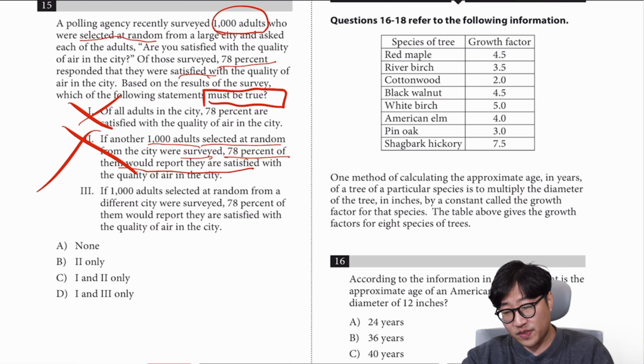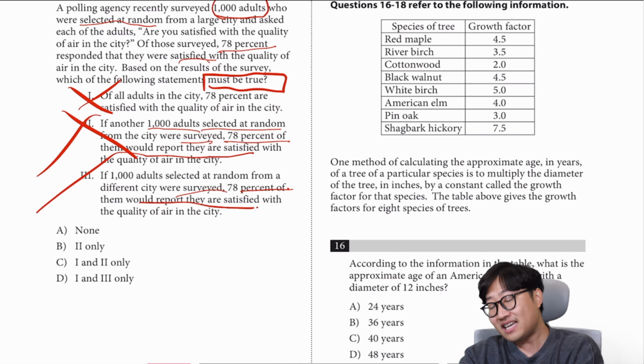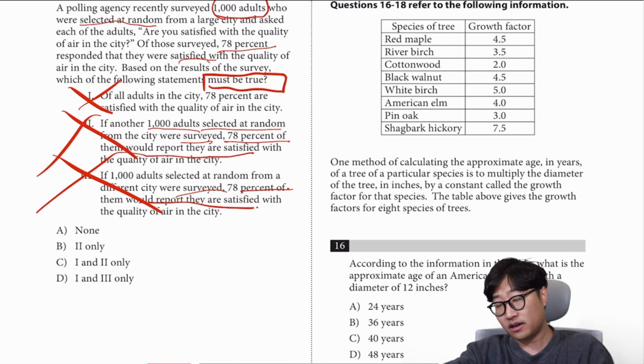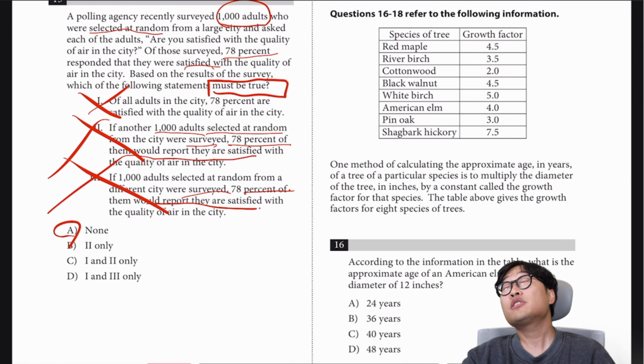Remember number 3, if 1,000 adults selected at random from a different city were surveyed, 78% would report that they're satisfied. Yeah, that's an absolute no-no, right? Different city, God knows what they're going to say. I don't know. So none of that has to be true. I mean, they all could potentially be true. They just don't have to be true.